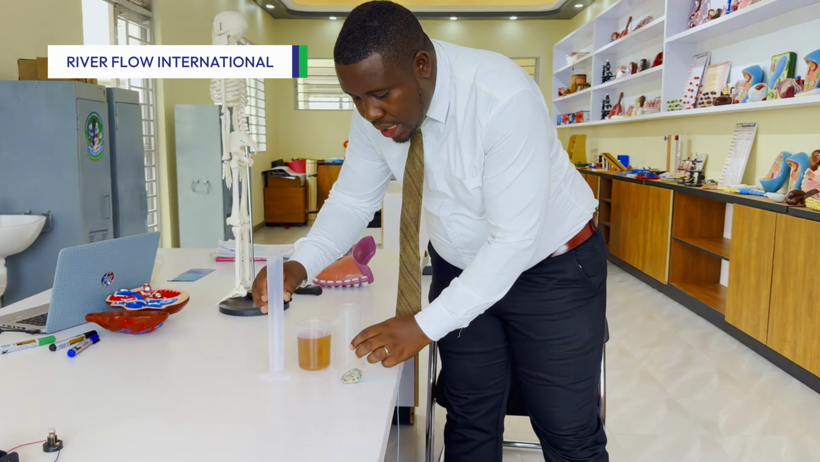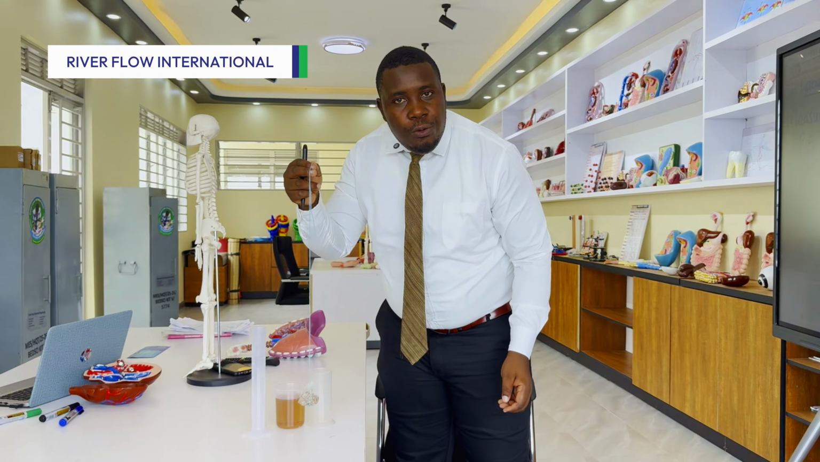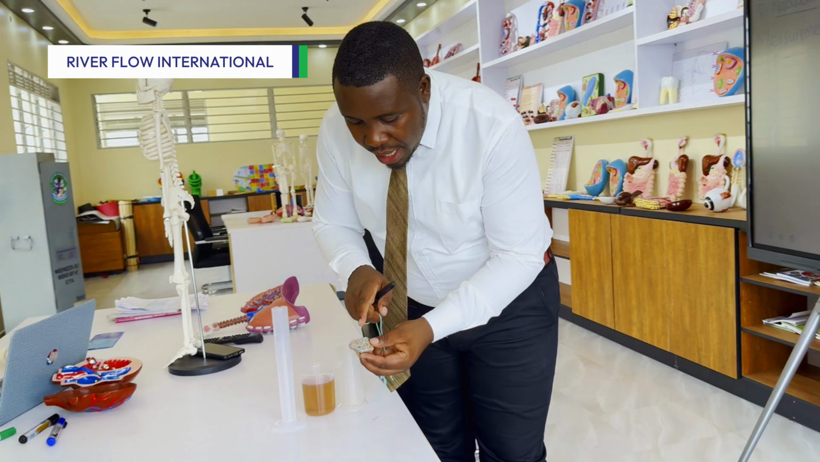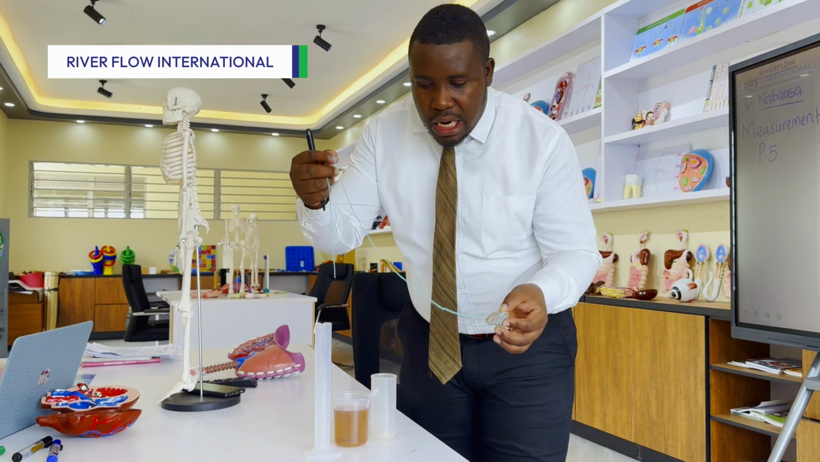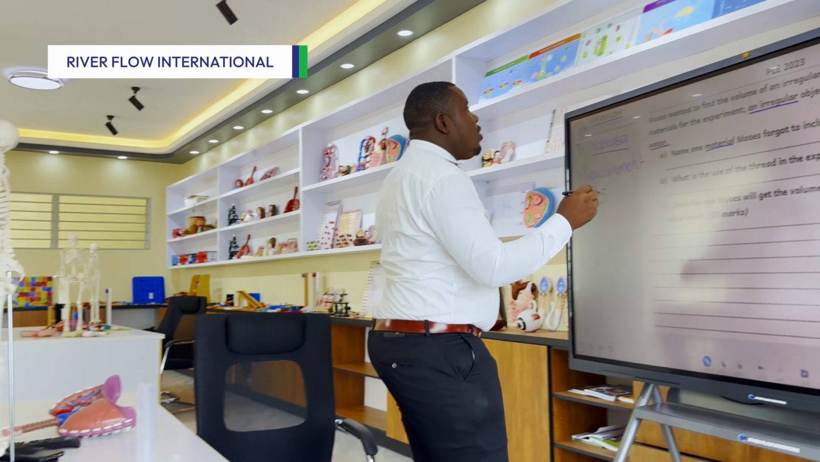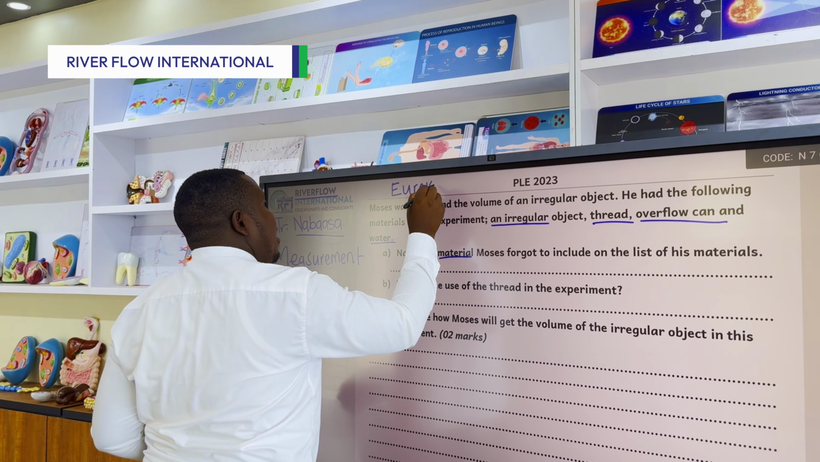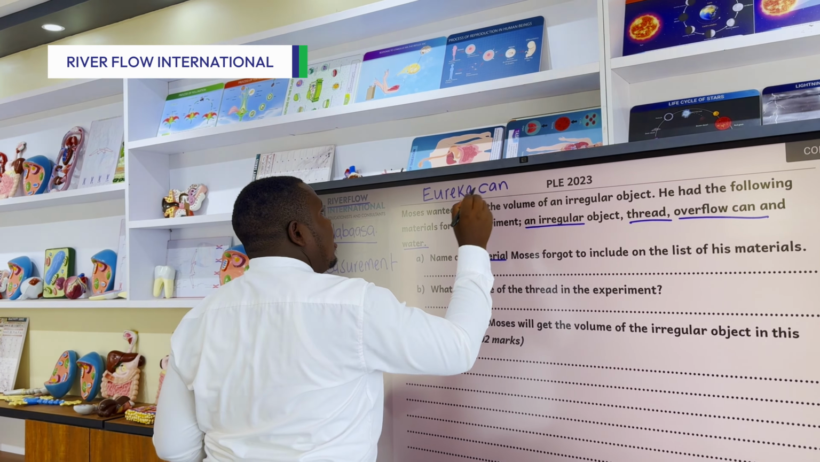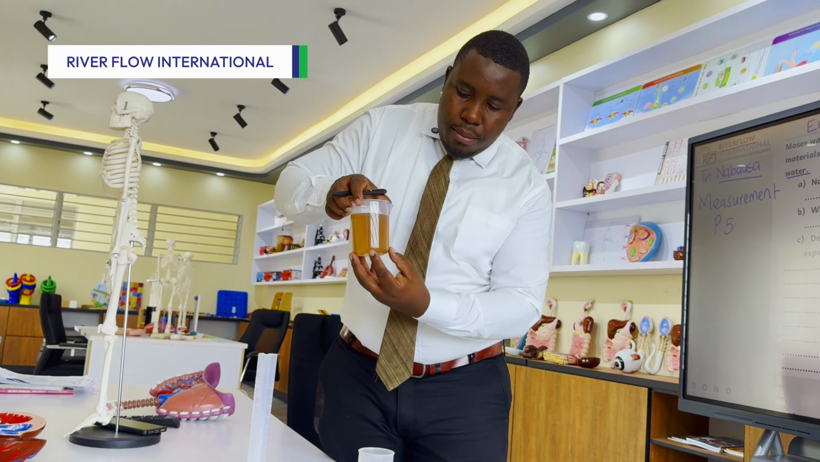Now, I have them here. This is what you require to do this experiment. This is called a displacement experiment, or displacement method of finding the volume of an irregular object. In this case, my irregular object is the stone. And then you also need a thread or a string. Then you need an overflow can, or what we call a Eureka can. Then you also need water, like I have here.